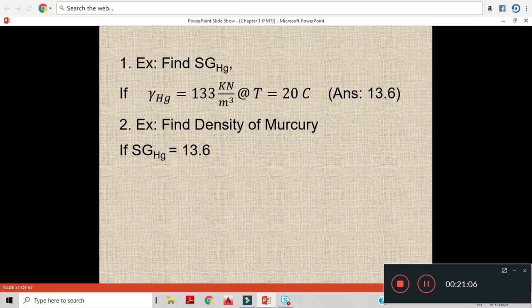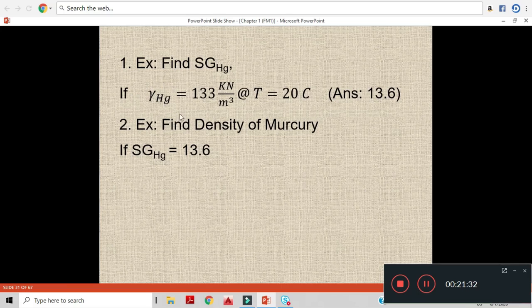And sometimes the specific gravity is given but the density is not given, so by using this technique you can find out the density and you can find out the specific gravity. Okay, so here you see, find out the specific gravity of Mercury. So here the weight density is given.